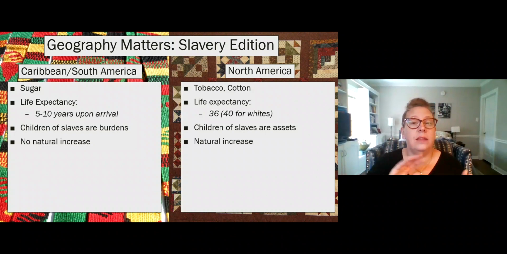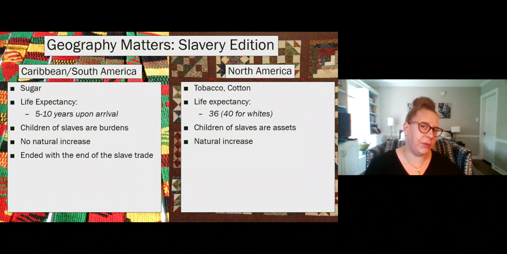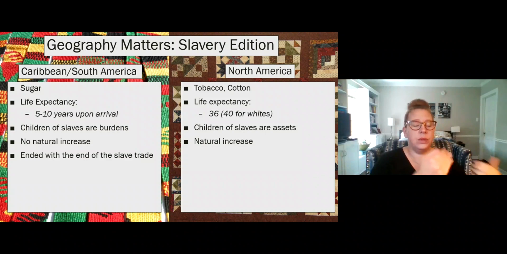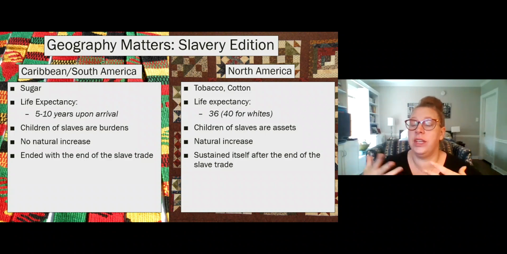In North America, that's not the case. You had natural increase. North America is the only place in the Americas with slavery where you actually had natural increase of the African American population. Because you had no natural increase in the Caribbean, you had higher death rates than birth rates. Slavery essentially ended with the end of the slave trade in the Caribbean because your supply was coming from Africa. Once the supply was cut off, you had to figure out what to do. But that wasn't the case in North America because the slave population had a rate of natural increase.